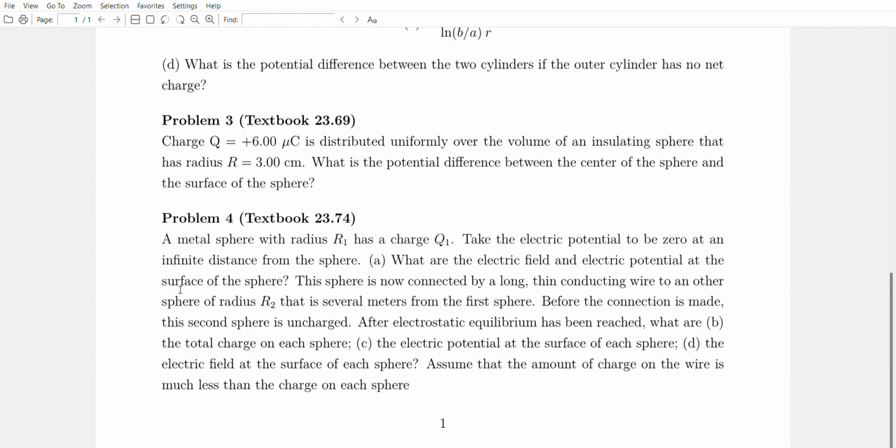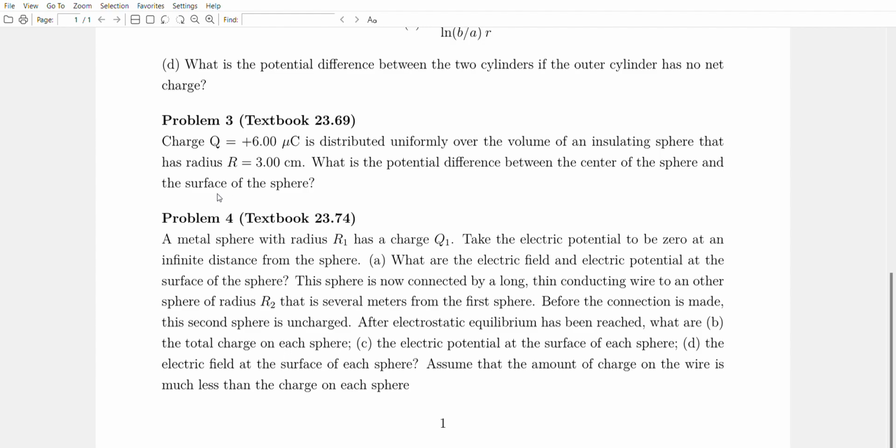This sphere is now connected by a long thin conducting wire to another sphere of radius r2 that is several meters from the first sphere. Before the connection is made, this second sphere is uncharged. After electrostatic equilibrium has been reached, what is the total charge of each sphere?